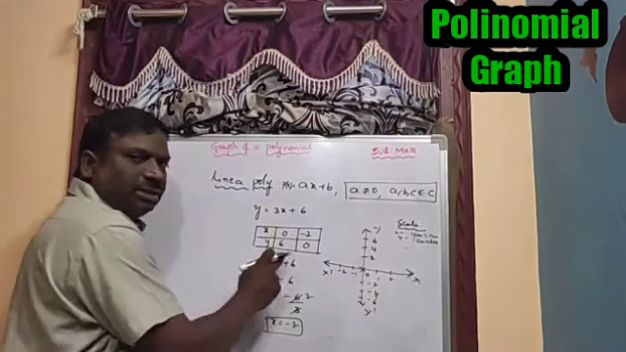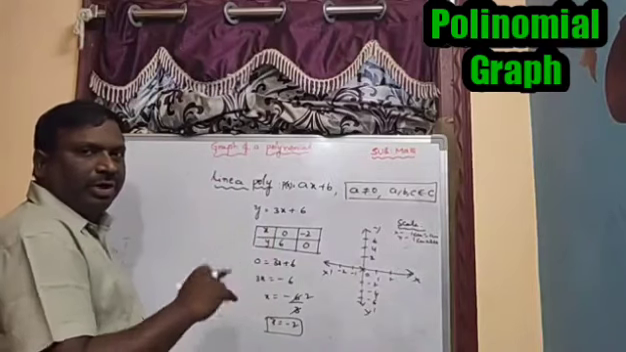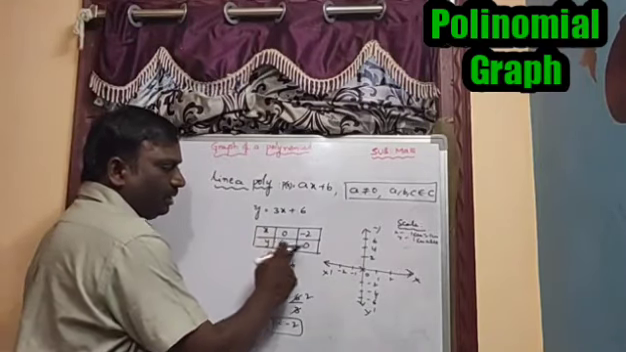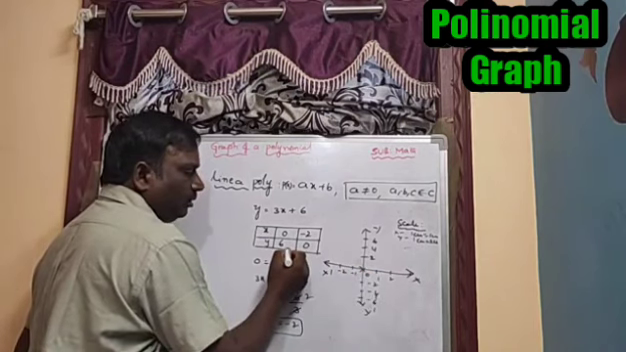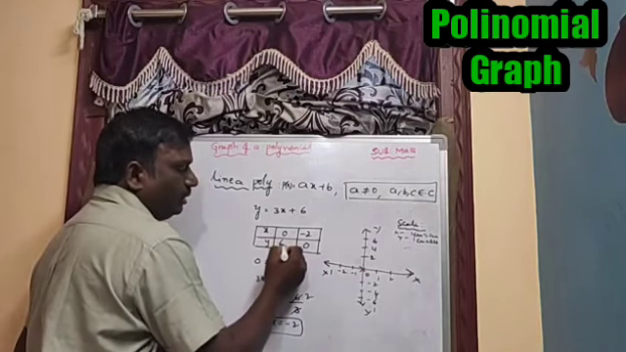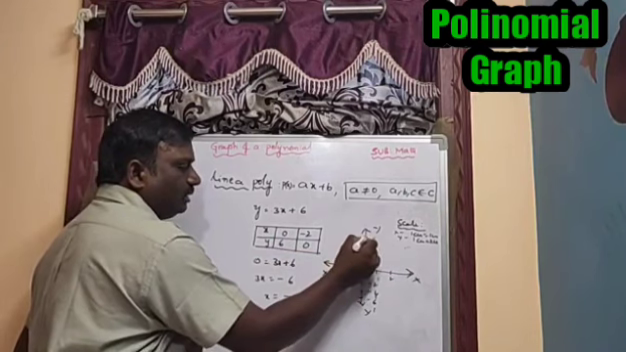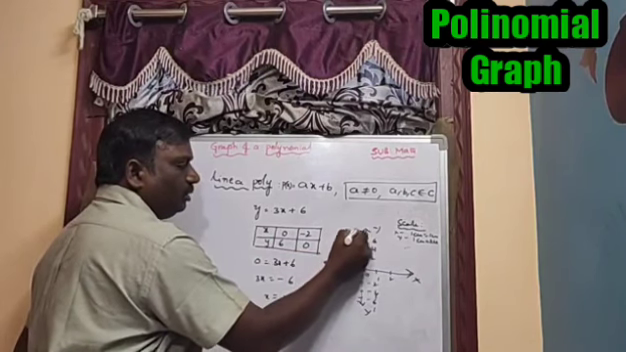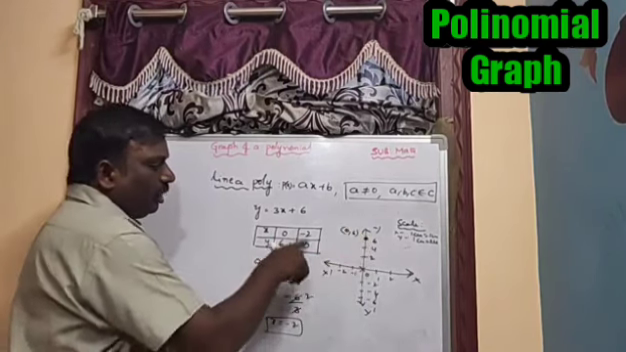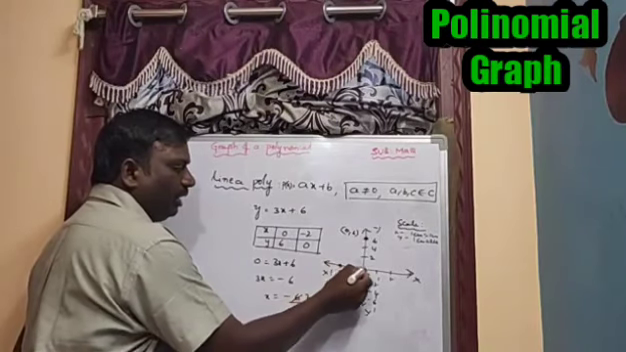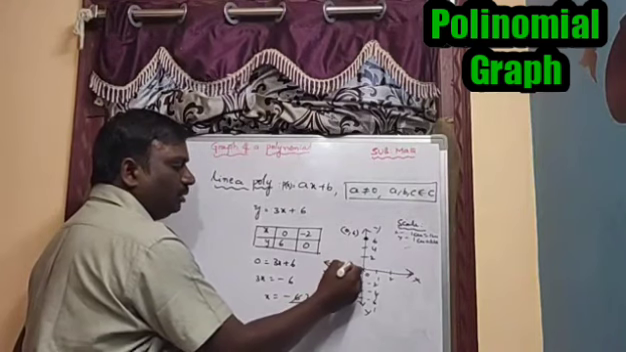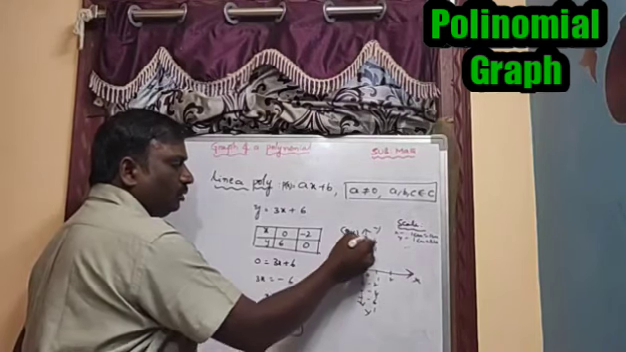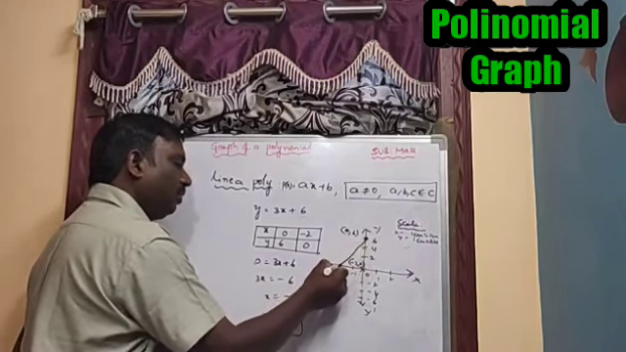So the points are 0 comma 6 and minus 2 comma 0. We know how to plot the points, already we learned in 9th class. 0 comma 6: 0 on the x-axis and 6 on the y-axis. And minus 2 comma 0: minus 2 on the x-axis, 0 on the y-axis. So join these 2 points.